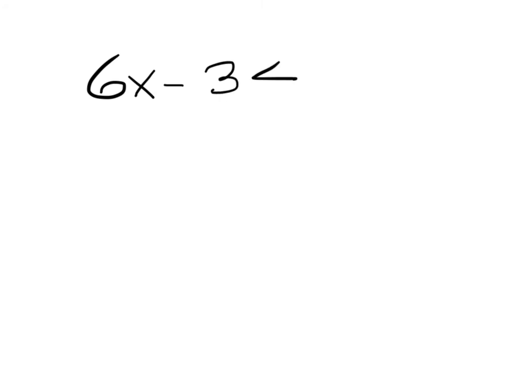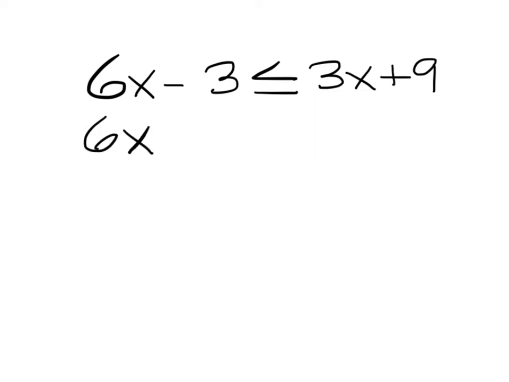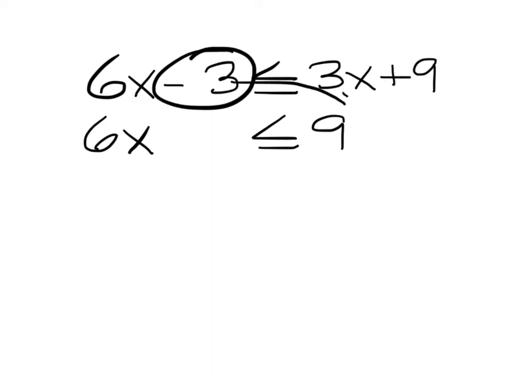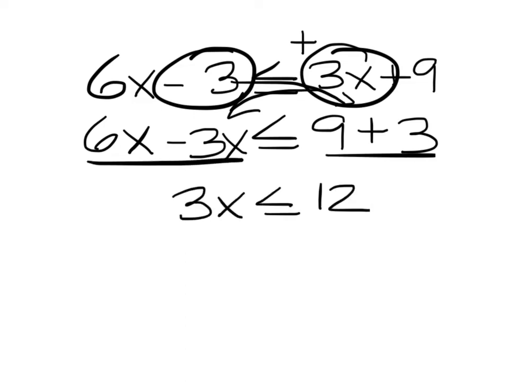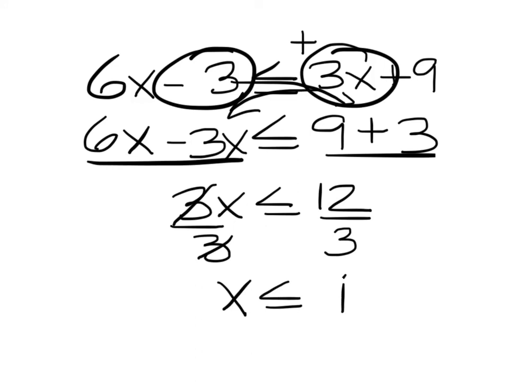6x minus 3 less than or equal to 3x plus 9. Keep the 6x on the left and the 9 on the right. You must move this to the other side and make it plus. Move this to the other side, make it minus. That's because the minus 3 was minus, you move it to plus when you change sides. This has a plus sign in front of it even though it's not written. It becomes minus on the left. On the left-hand side, you'll have 3x when you simplify, and on the right, it is 12. Divide both sides by the 3, x less than or equal to 4.